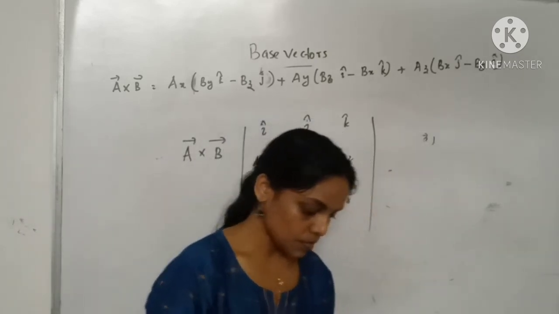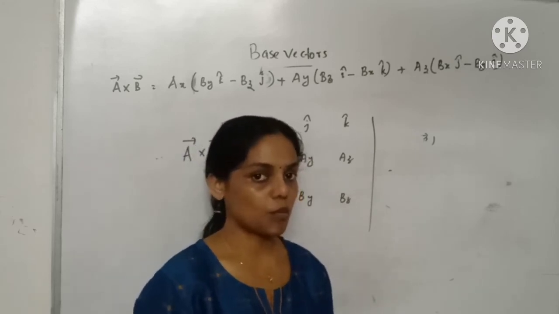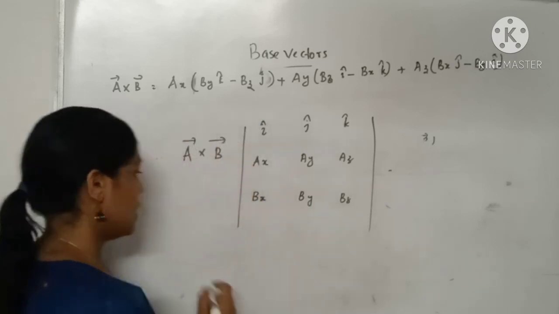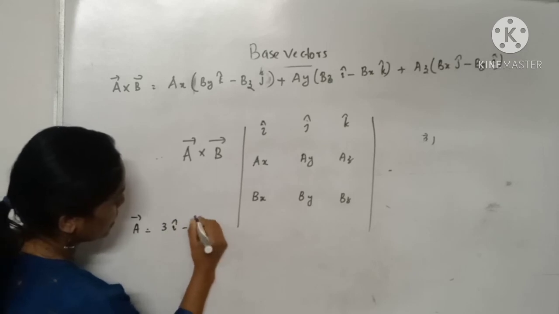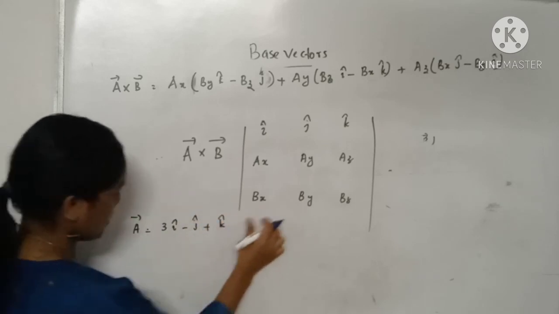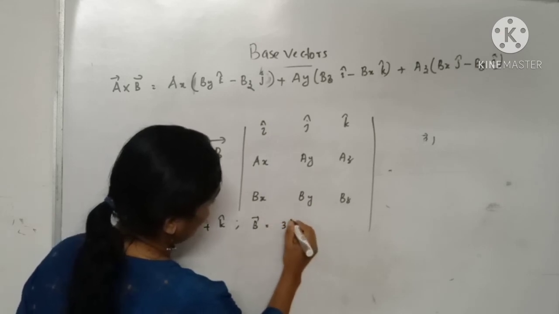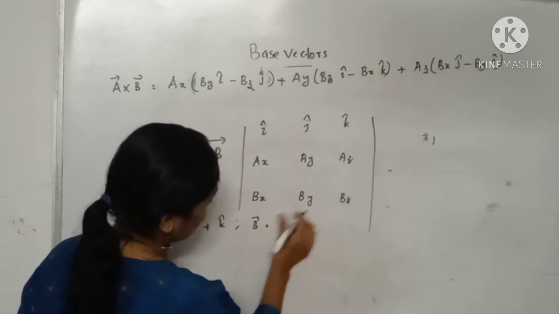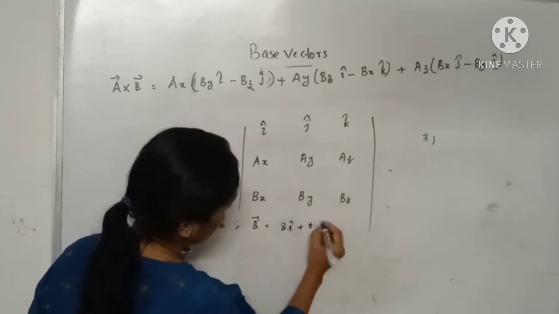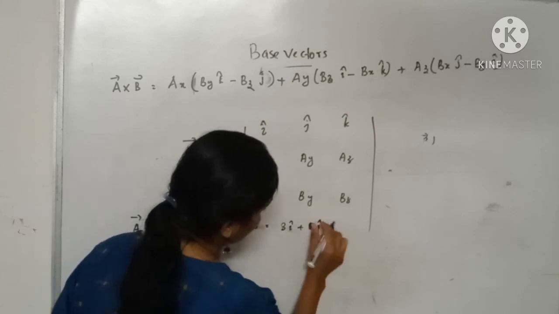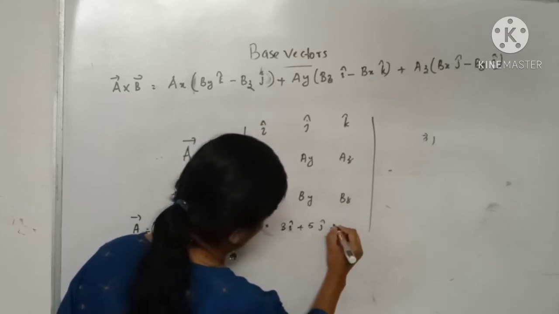Okay. So let's do one problem to find A cross B. Let A is equal to 3i minus j plus k and B is equal to 3i plus 5j plus k.